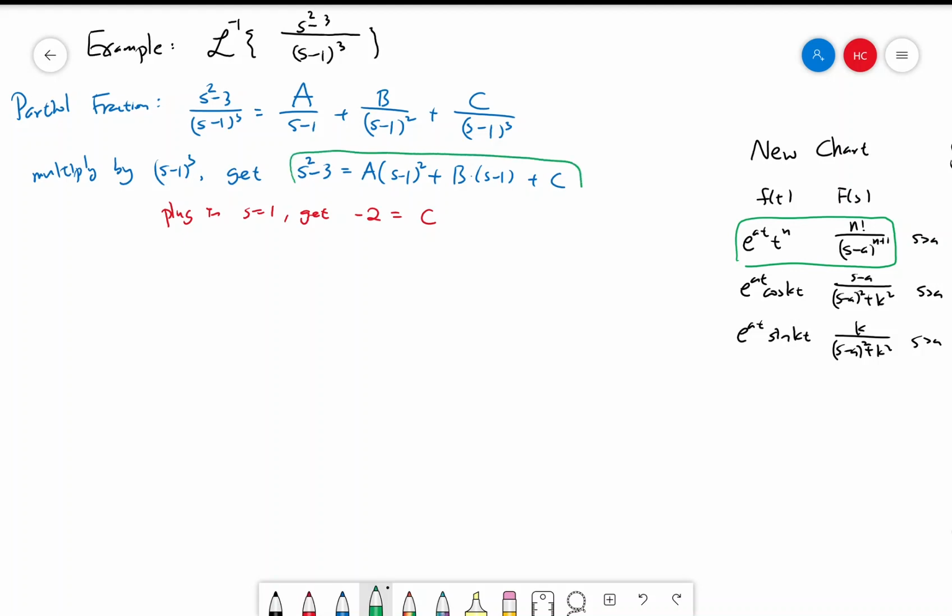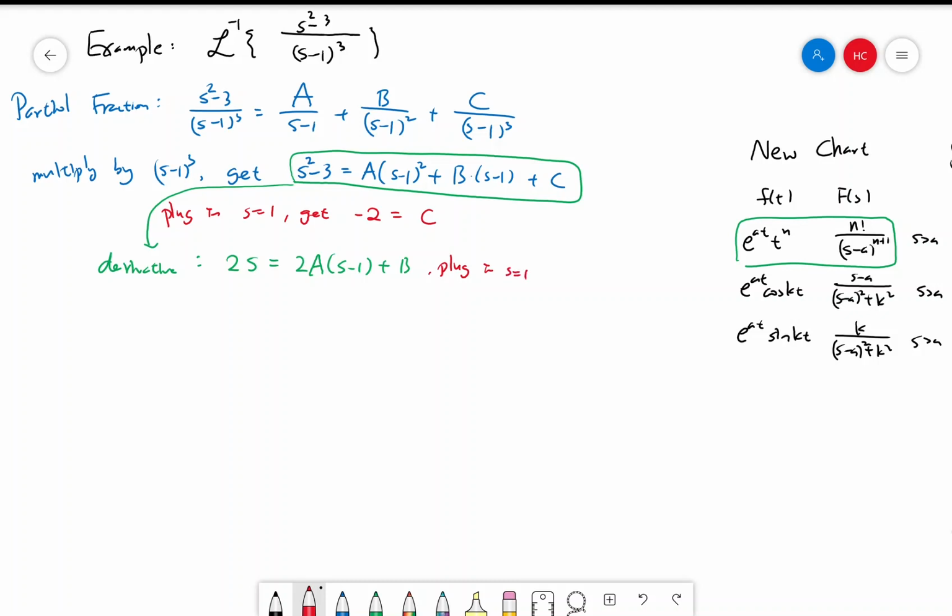So we take this equation and take the derivative on both sides. We get 2s equals 2A times (s minus 1) plus B. If we plug in s equals 1 into the derivative, then we get 2 equals B. And we can take the derivative again, and we get 2 equals 2A. B disappears, and we don't even have to plug in s equal to 1 here. We get A is equal to 1.